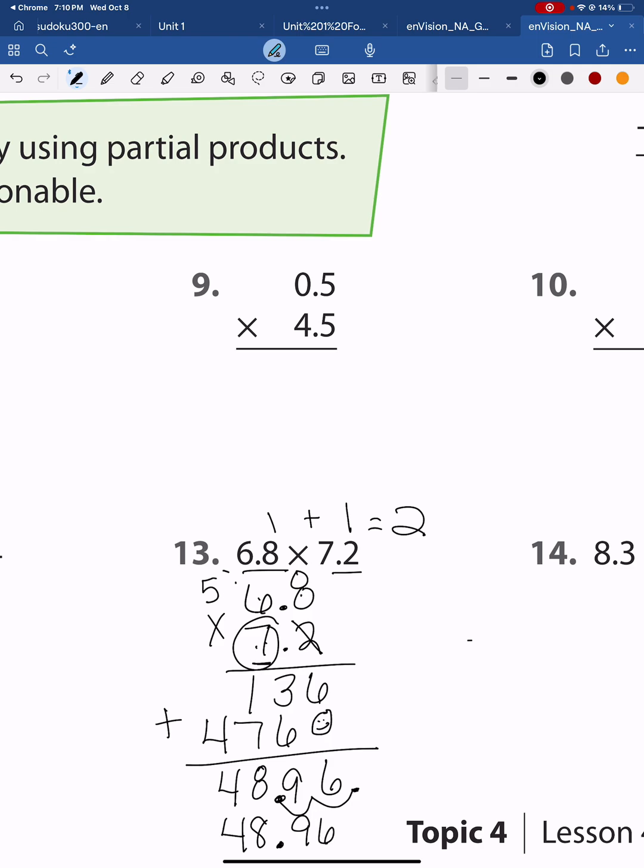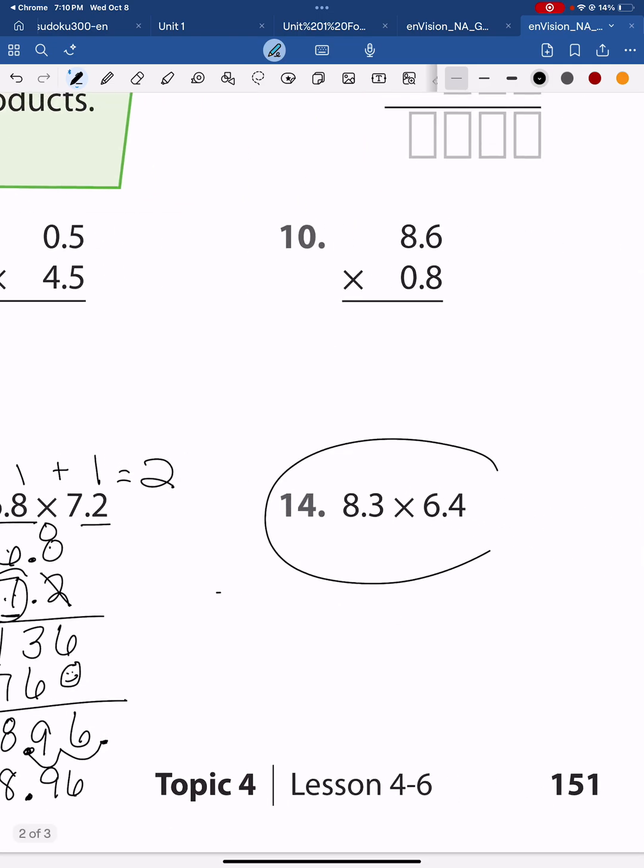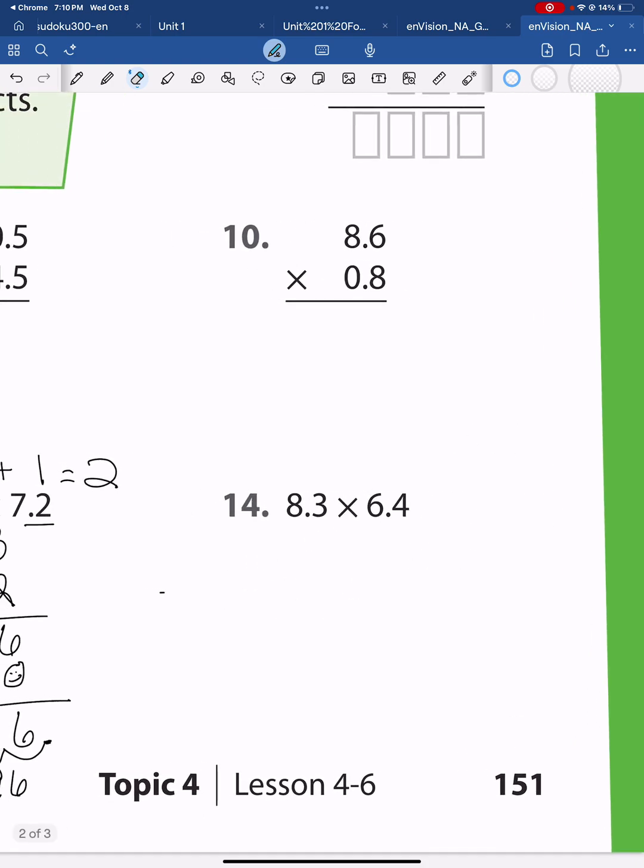Now, if you like to do box method or area model, we'll do that one with this. So you're going to think of it the same way. We are going to forget the decimals are there momentarily. So we're going to write this problem like this, 83 times 64. We're just going to pull out the decimals briefly. So 83 in expanded form is 80 plus 3. 64 in expanded form is 60 plus 4.